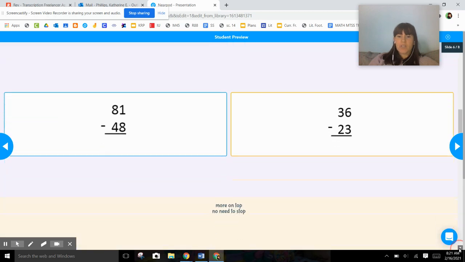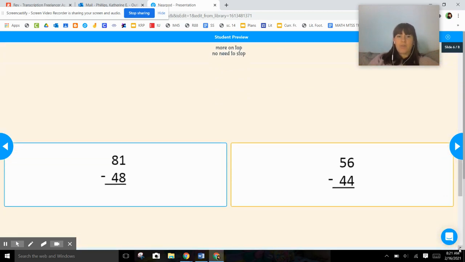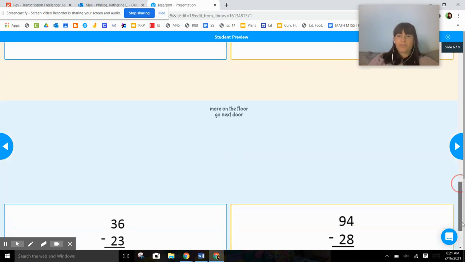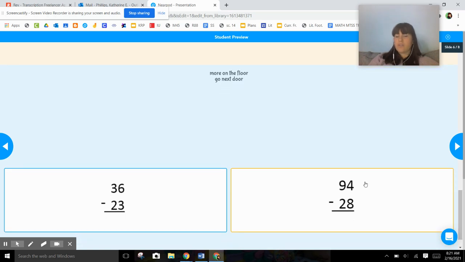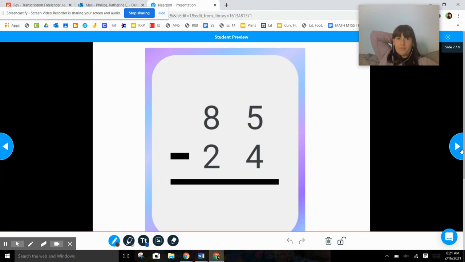Right, let's go to the next one. Next one wants to know more on top. No need to stop. So it means you need to find the equation that has more on the top. It's definitely this one because 6 is on the top and 6 is definitely bigger than 4. 1 and 8. There's definitely more on the floor in this one because 8 is bigger than 1. And the last one is more on the floor. Go next door. So this one has 4 and 8. There's definitely more on the floor because 8 is bigger than 4. This one has 6 and 3. There's definitely not more on the floor here. There's more on top, so it'll be this one right here. So those are the 3 or the 4 that you should have chose on your time to climb game you just played.